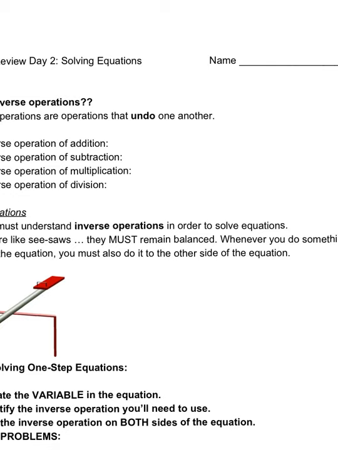We have to use inverse operations when we're solving equations. Inverse operations are just those things that undo each other. So we know the opposite of addition is subtraction, right? That's the inverse operation of addition. That's all I mean by that. So that would be subtraction. The inverse operation of subtraction, of course, what undoes subtraction, would be addition.